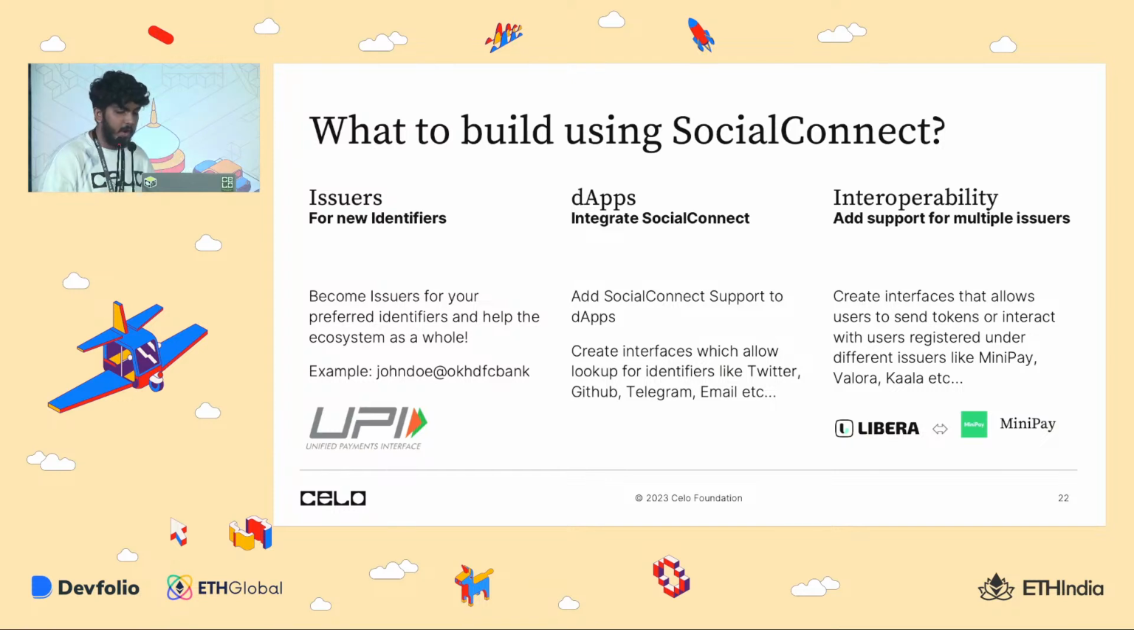Or you can build something for interoperability. Many wallets that are using Social Connect don't work with each other, but the protocol is built for composability. So one wallet can discover users registered on other wallets as well.